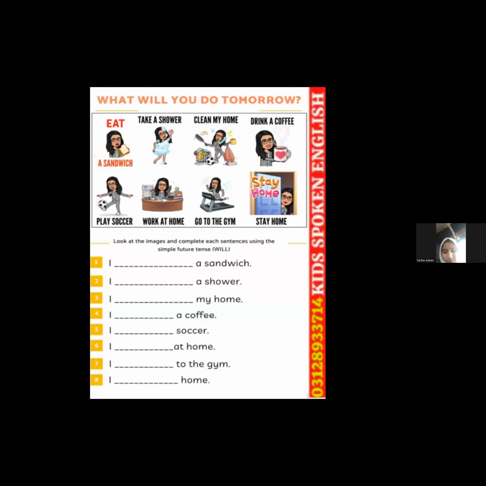Iman, kindly unmute yourself. Make sentence number one. I will eat a sandwich. Perfect. Now Fariha, make sentence number two. I will take a shower. Great. Shariz, make sentence number three. I will clean my home.